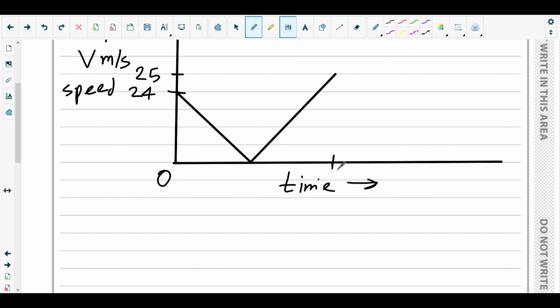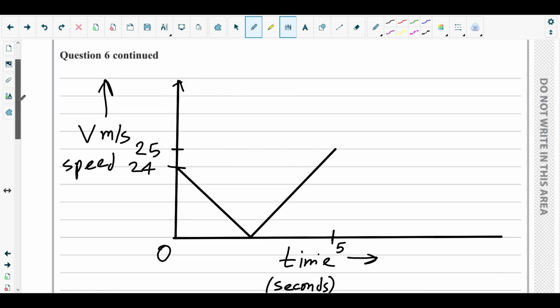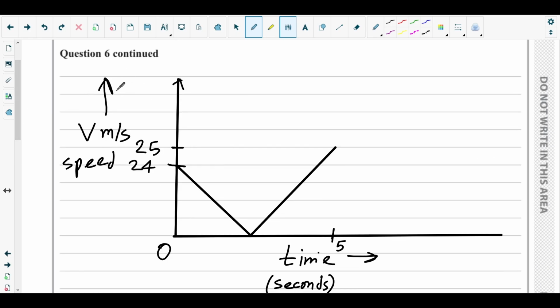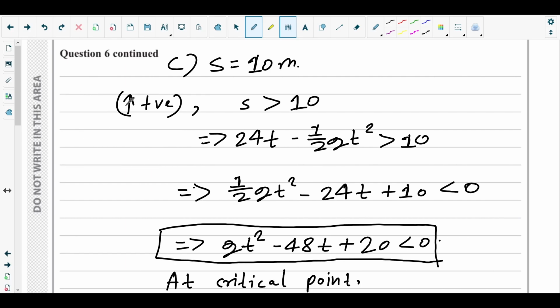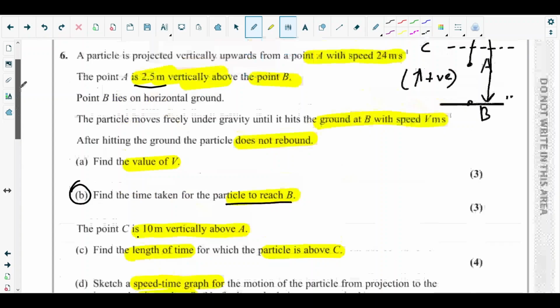Time is in seconds. That's the end. That's the speed time graph for the motion of the particle, and that's what they have asked in part D of question number 6. And that's all about question number 6. That's it.